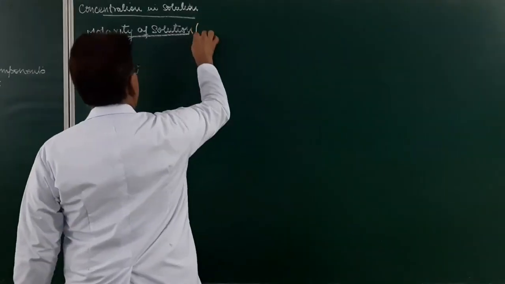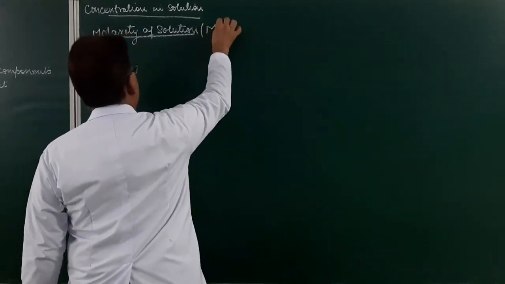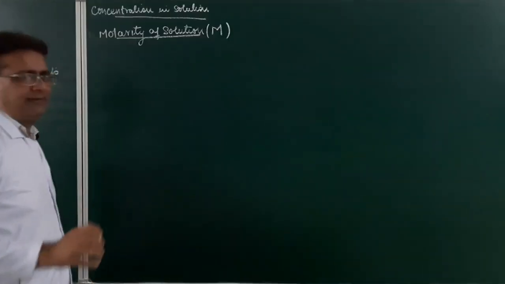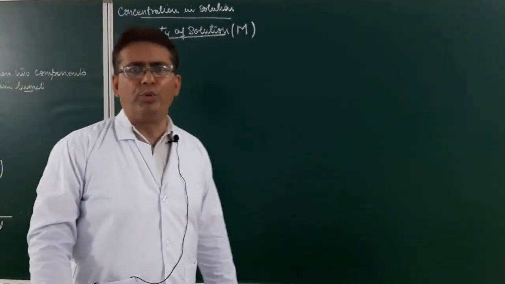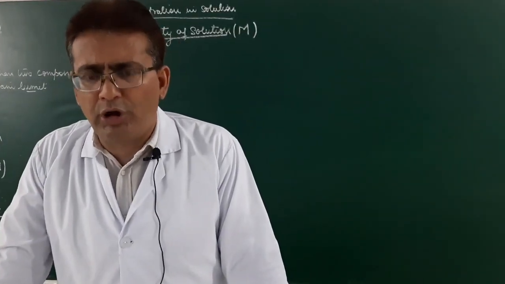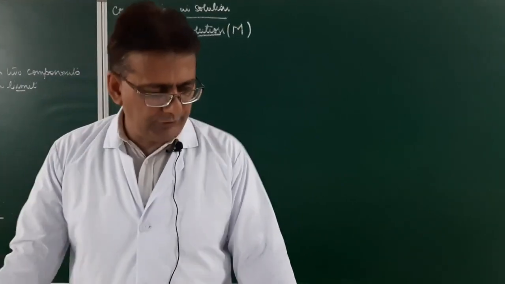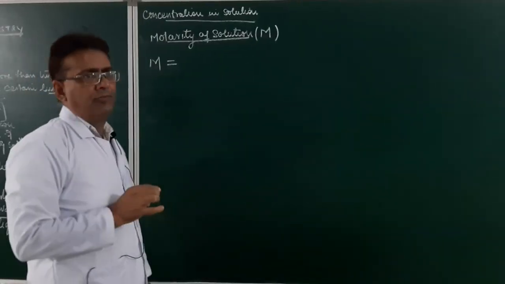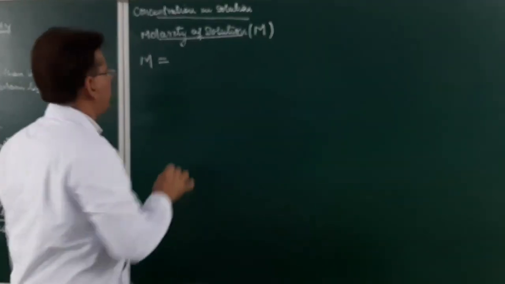Now this molarity of the solution is given by the symbol capital M. How do we define it? It is defined as the number of moles of solute dissolved in a liter of the solution. Am I clear? So how do we define molarity? It is defined as the number of moles of solute present per liter of the solution.